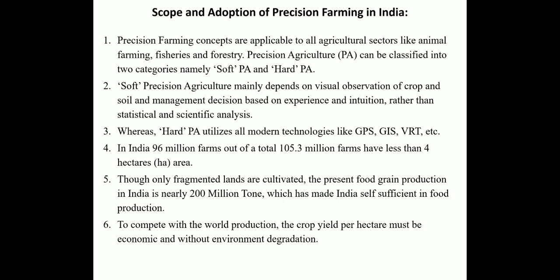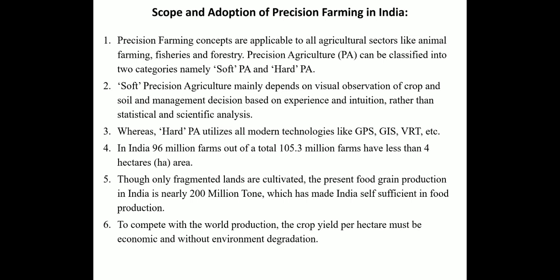Then, what are the scope and adaptation of precision farming in India? Precision farming concepts are applicable to all agriculture sectors, like animal husbandry, fishery or forestry. Precision agriculture can be classified as soft PA or hard PA. Soft PA mainly depends on various observations of the crop and soil, and management decisions based on experience rather than statistical and scientific analysis. But hard PA utilizes all the modern technology like GPS, GIS, remote sensing, VRT and VRA. In India, 96 million farms out of a total of 105.3 million farms have less than 4 hectares of area.